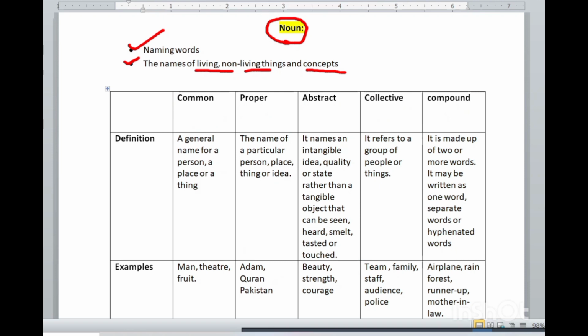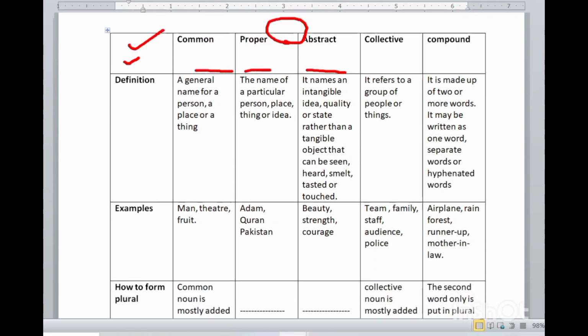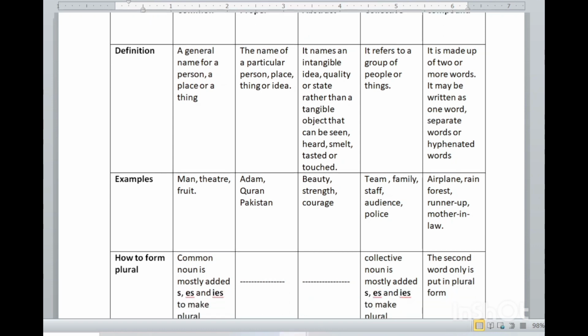Okay, we will discuss next how to make these nouns plural. For example, the very first is our common noun. How can we make this noun plural? We will see here. A common noun mostly adds s, es, or ies to make it plural.